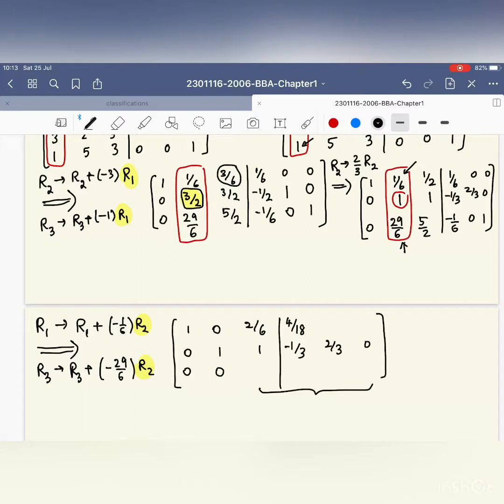Okay. Here you multiply by negative 1/6, so you have negative 2 over 18, right? Added with 0. So you have negative 2 over 18. And then that is 0. Okay, the last one.